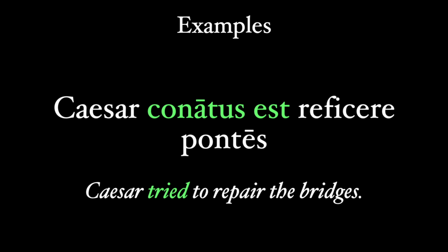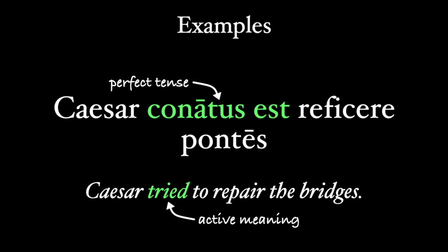And this one is from Caesar. Caesar conatus est reficere pontes. Caesar tried to repair the bridges. The deponent verb is conatus est, and while it looks like it should be translated was tried or has been tried, we read it with an active meaning, just tried. Caesar is doing the action here.